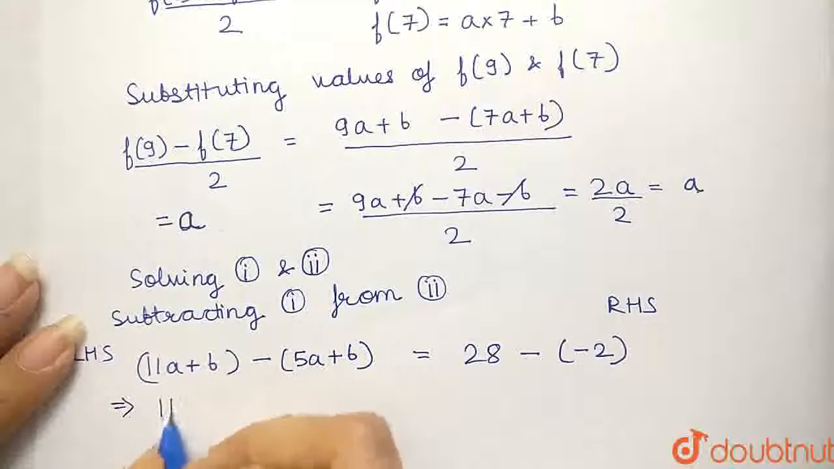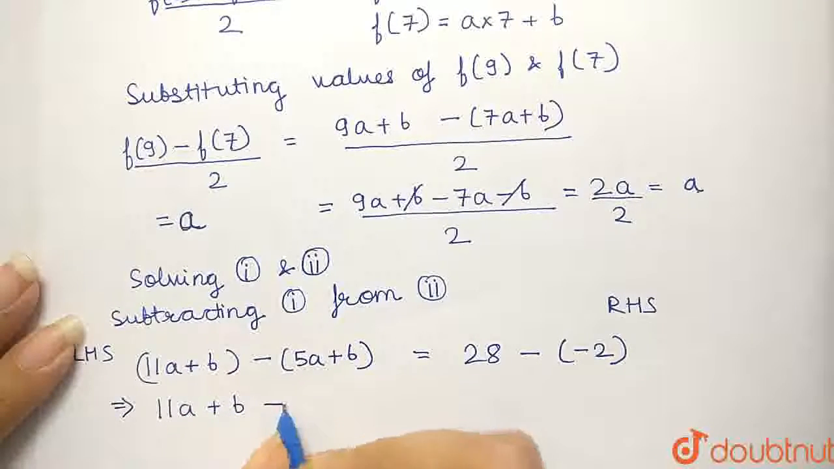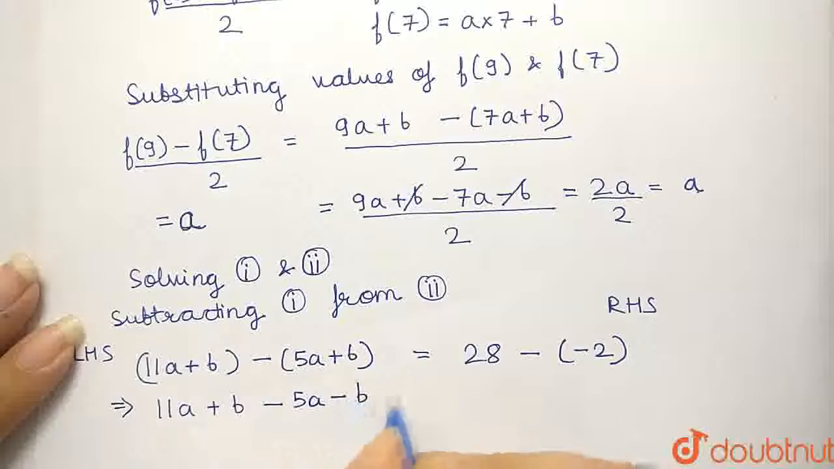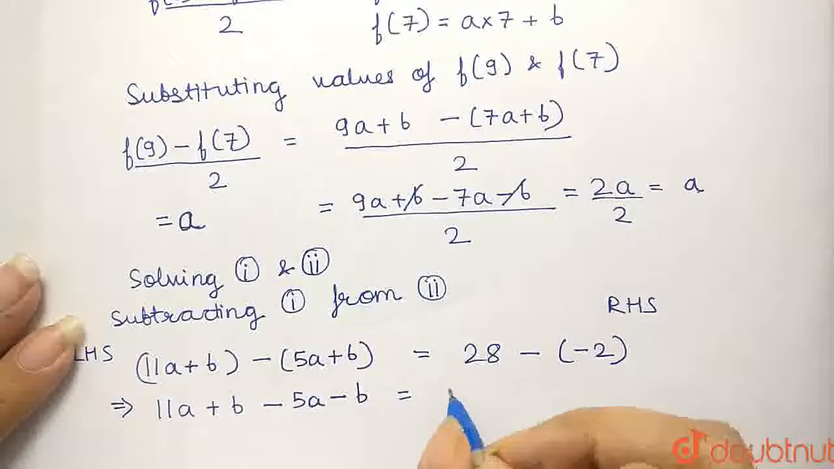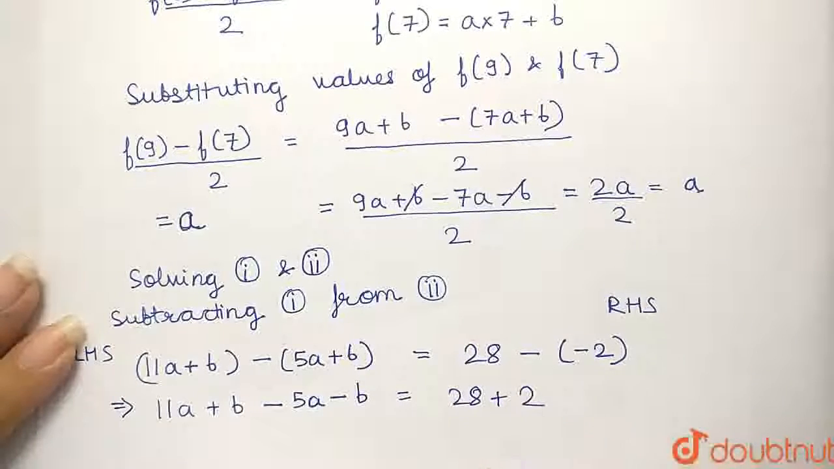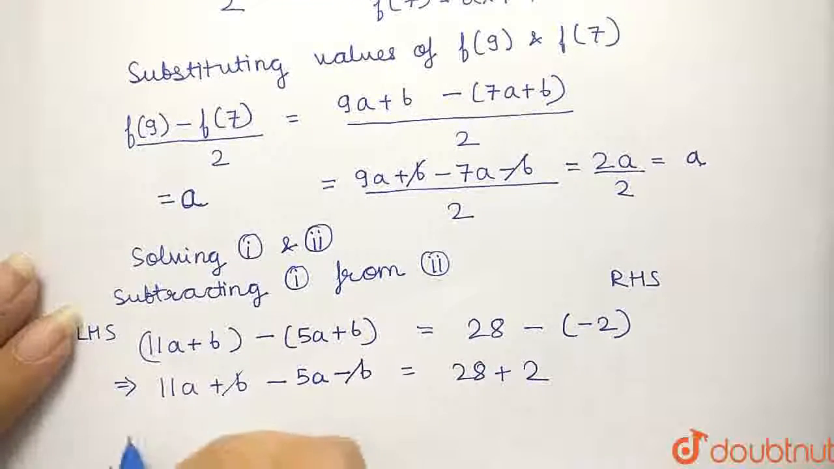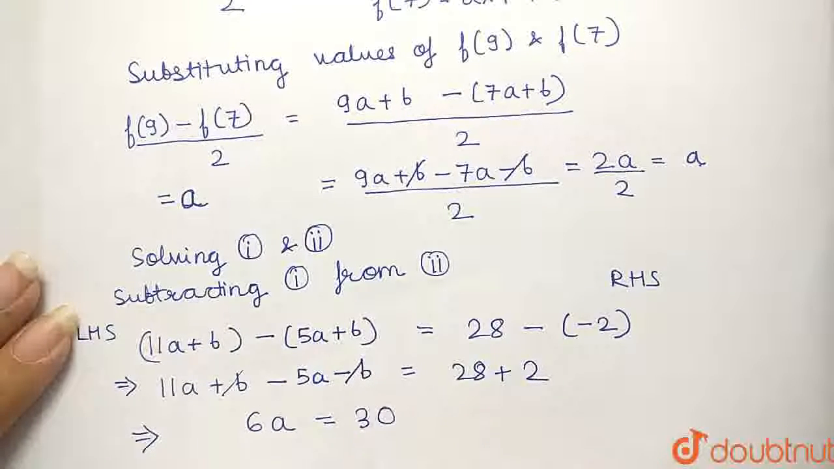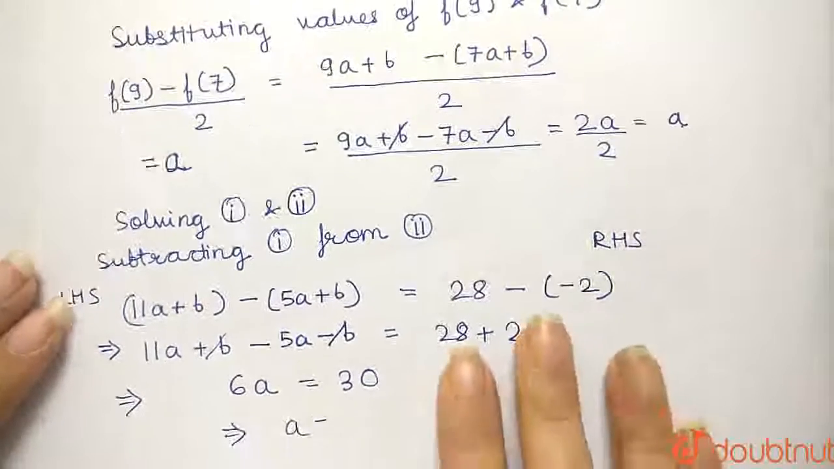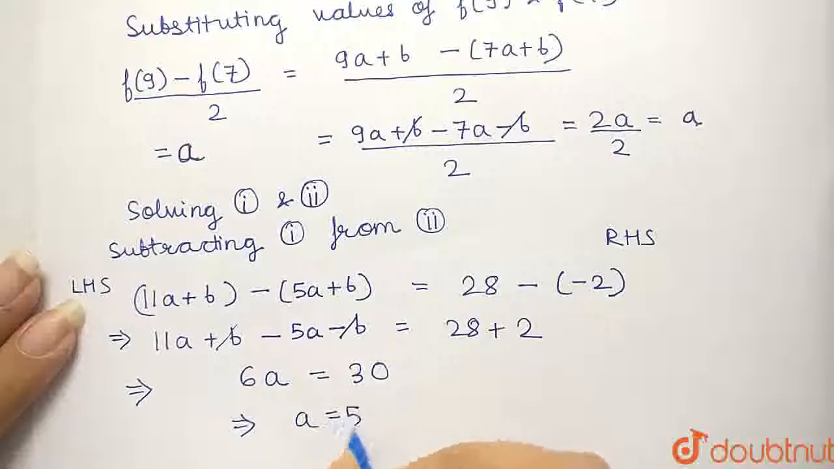So we would be getting 11a plus b minus 5a minus b, we have opened the bracket, equals 28 minus -2, which is 28 plus 2. So this b will get cancelled. So 11a minus 5a, which equals 6a, equals 28 plus 2, that is 30. So ultimately we have got that a equals 5. We have got the value of a to be 5.